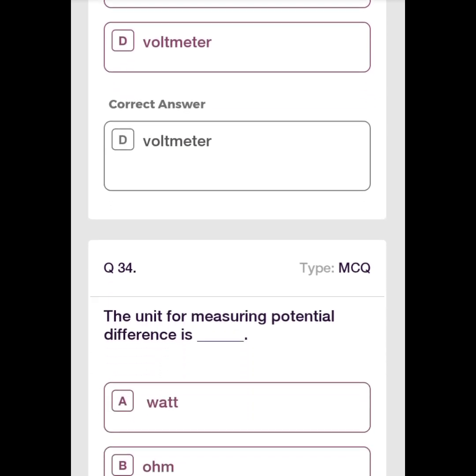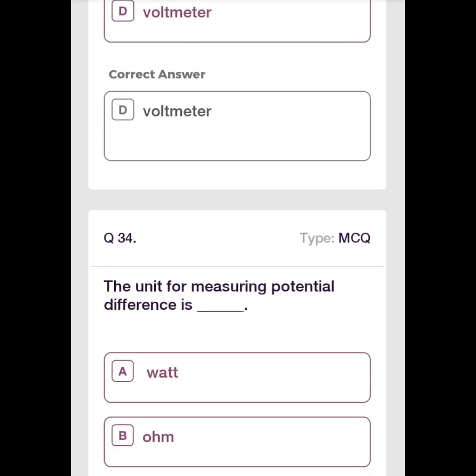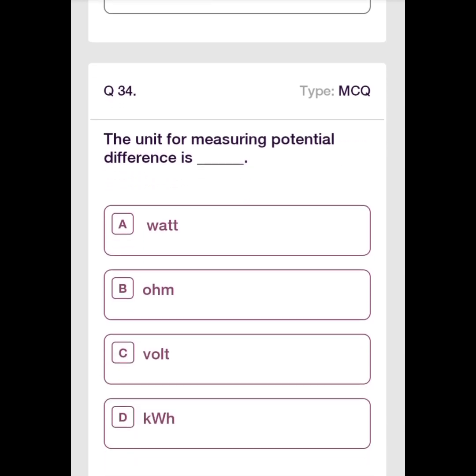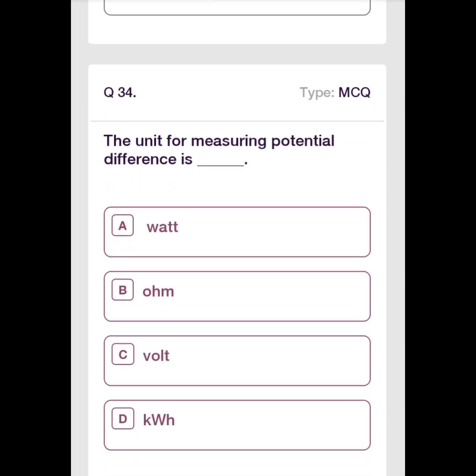The unit for measuring potential difference is option A watt, option B ohm, option C volt, and option D kilowatt hour. The correct answer will be volts, option C. Watt is for power, ohm is for resistance, and kilowatt hour is for energy.